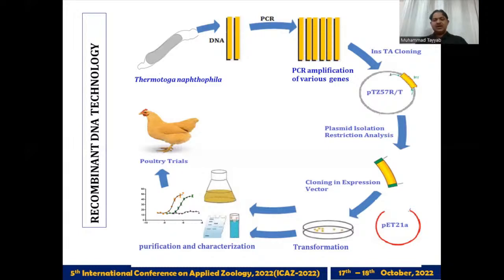of these enzymes. And once we have the characterized enzymes, we can utilize these enzymes for the supplementation of poultry feed. And then ultimately by poultry trials, we can get information about the impact of these enzymes on the growth of poultry. So this was a very simple discussion about various steps important in the recombinant DNA technology for the production of recombinant enzymes.